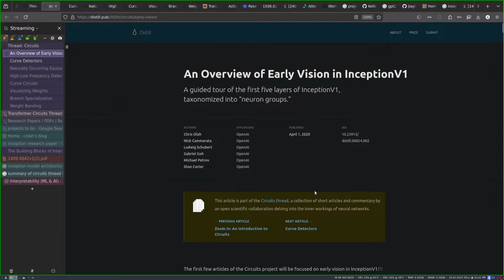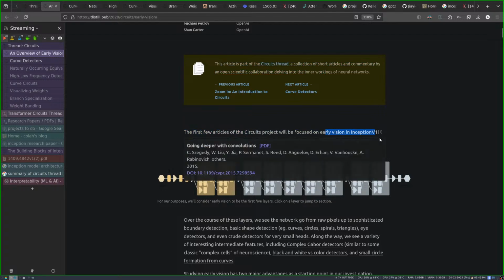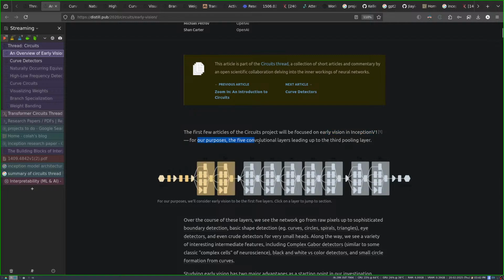Wait, April 2021. Okay. Part of circuit thread. Okay, we read this. The first few articles of the circuit project will be focused on early vision in Inception V1, the 5 convolution layers leading up to the third pooling layer.